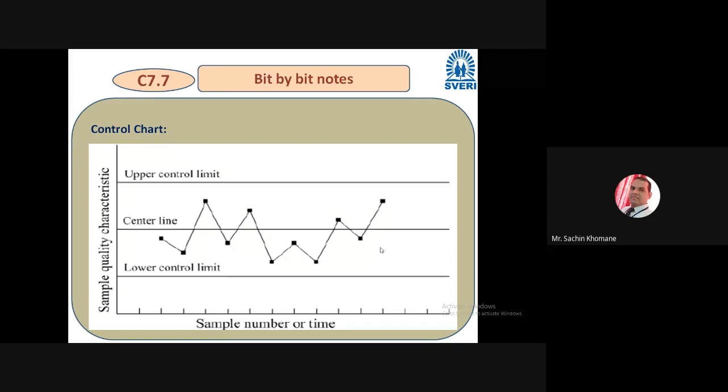If your graph goes above or below these limits, let it be the upper control limit or the lower control limit, then you have to understand that my process is out of control. This is the significance of this particular chart. If it is below the upper limit and above the lower limit, it is acceptable. So for that purpose you have to decide the upper limit as well as the lower limit.